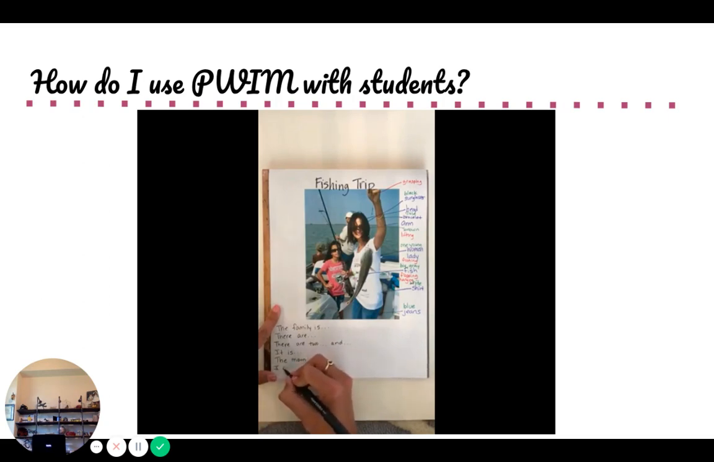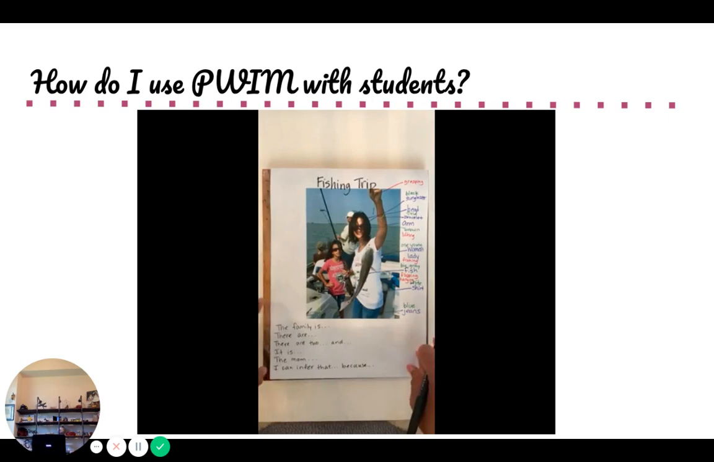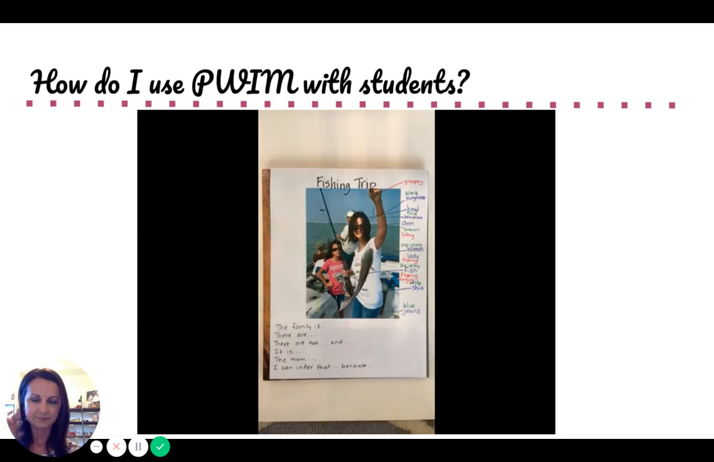We also want them to make inferences. So I can infer that because, maybe I can infer that it is warm because everybody is wearing short sleeves. And those are things we can label as well in the picture. So the kids will get as detailed as they can, and that'll help you make your sentence stems. So that's day 3.